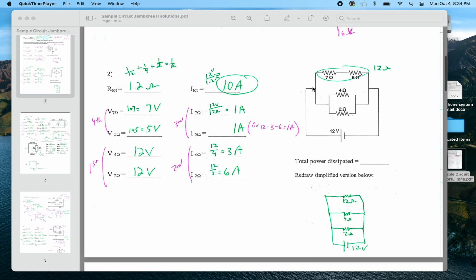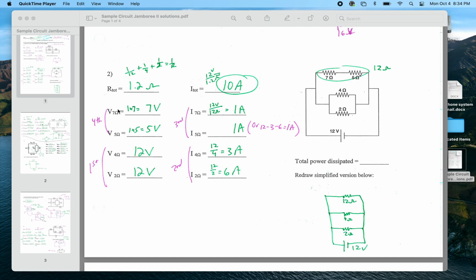Now the nice thing you could think about is you could also then go up here and attack this. And I could say, well, I know across this entire branch up here, and I'm looking at this diagram now, I've got 12 volts and I've got 12 ohms. So 12 divided by 12 is 1 amp. So I have 1 amp going through each of these two resistors because they're in series with each other. And current in a series circuit or a series part of a circuit is the same.